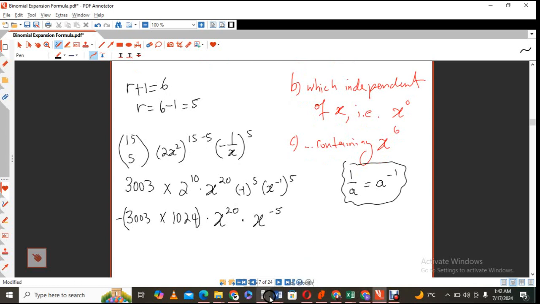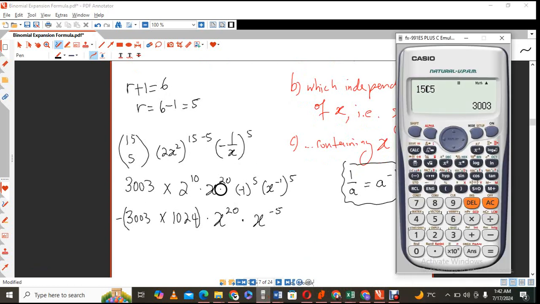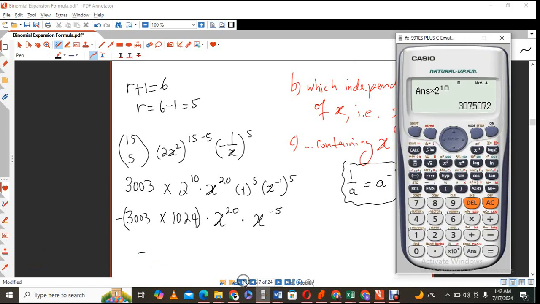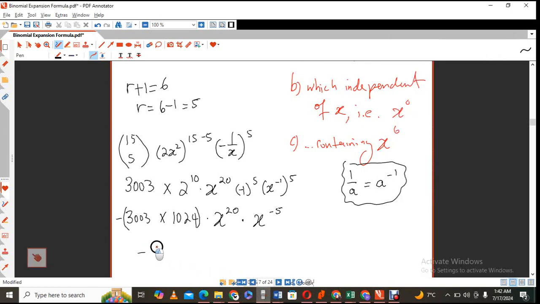So let's grab our calculator. It's horrible, but let's see. I already have the 3003 there. Let's multiply that by 2 raised to the power of 10, which gives me some millions there. So it's negative. Let's grab our calculator again. 3,075.